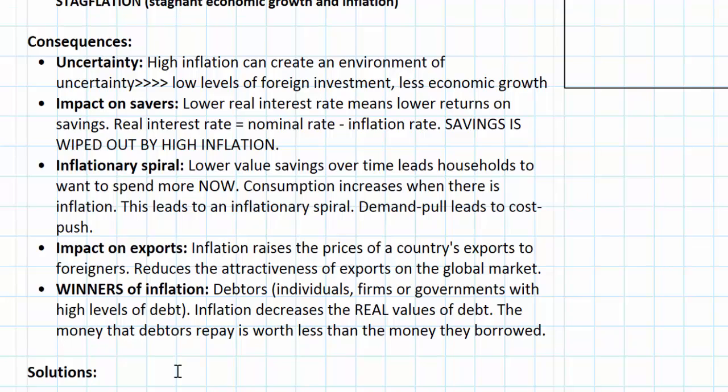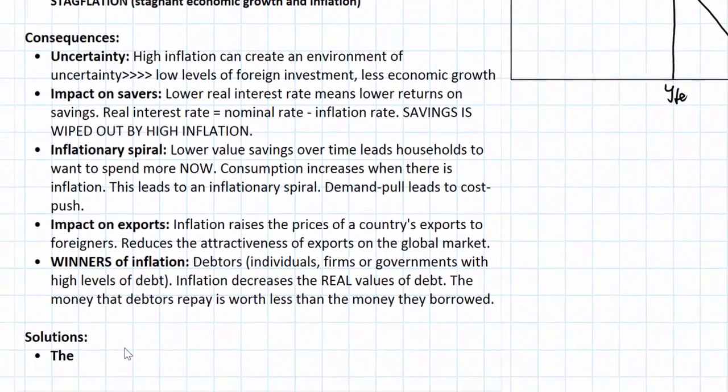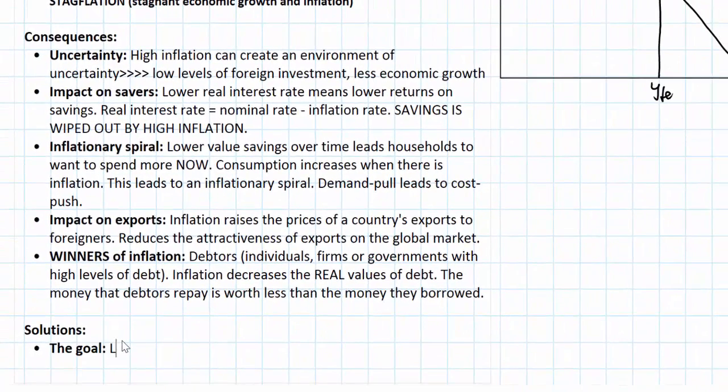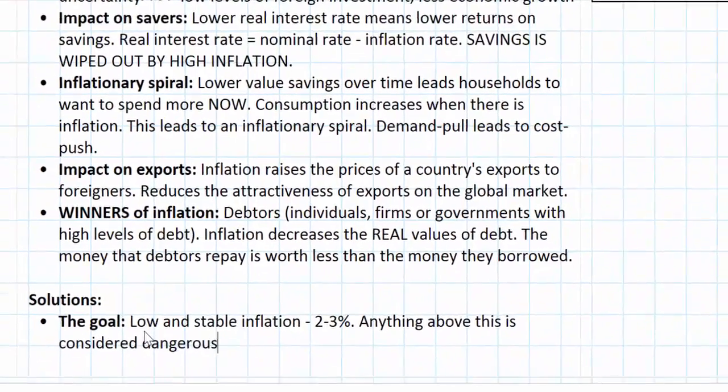So this all leads us to the section of our lesson on solutions. I should point out once again that not all inflation is bad. The goal, of course, is low and stable inflation. Generally, central banks and policymakers target an inflation rate of 2 to 3%. Anything above this is considered dangerously high.